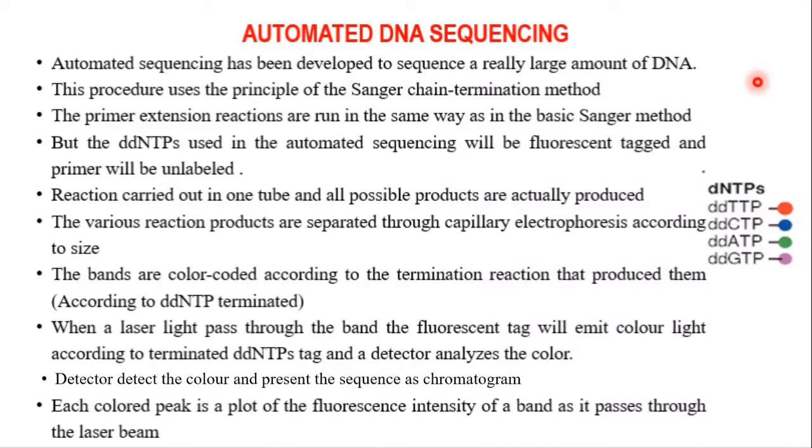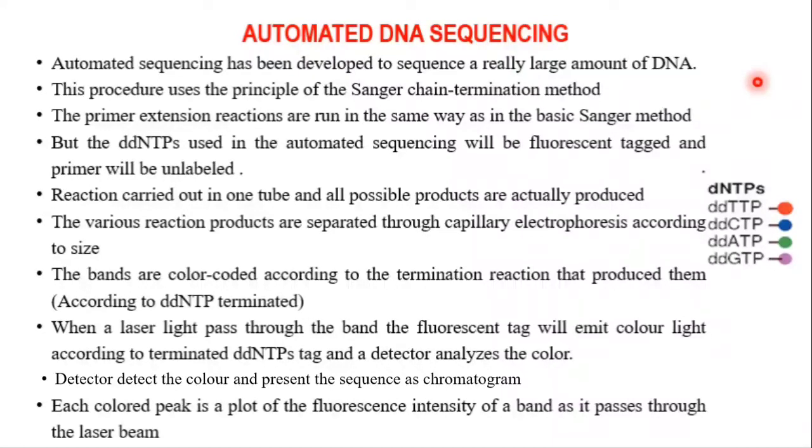That means when we do DNA sequencing using the basic Sanger's method of sequencing, we can only do a small amount of DNA, because the band separation is done manually. Only very small amounts of DNA sequencing are possible with the basic Sanger's method, but with automated DNA sequencing, it is possible to sequence a really large amount of DNA.